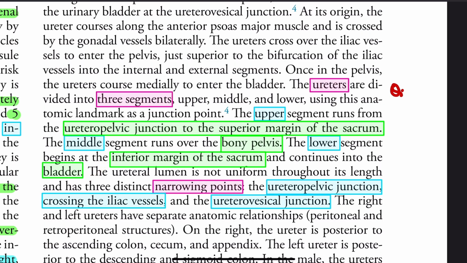So you remember the bony pelvis. This is the common point. Above the bony pelvis is the upper part, the bony pelvis is the middle part, and the lower is from the bony pelvis.